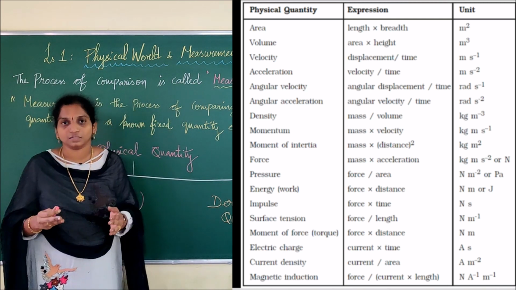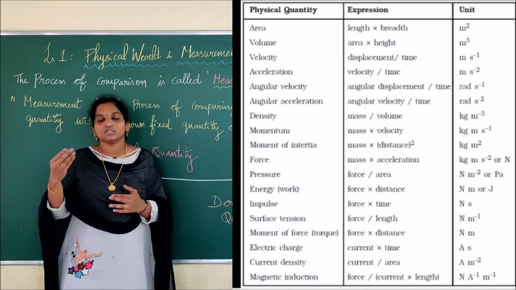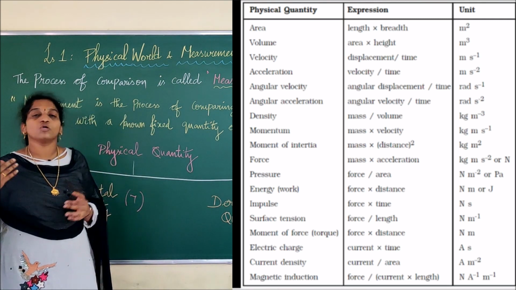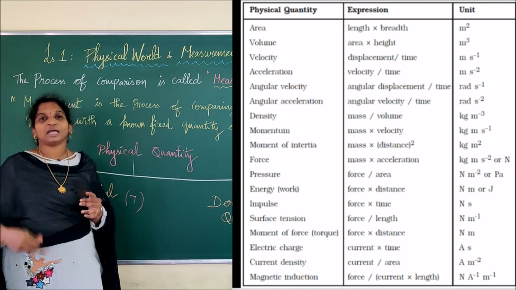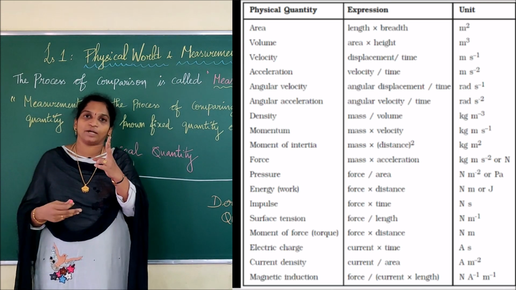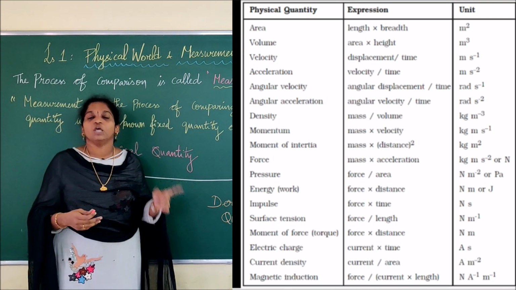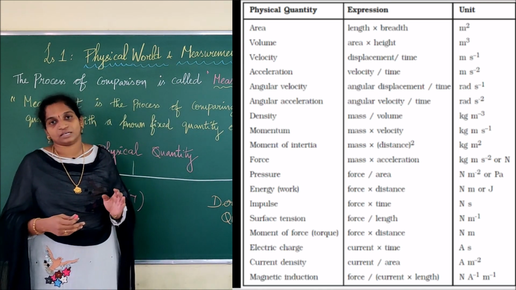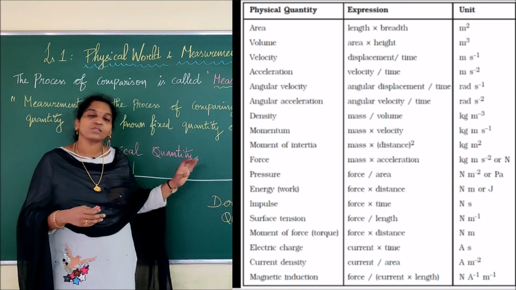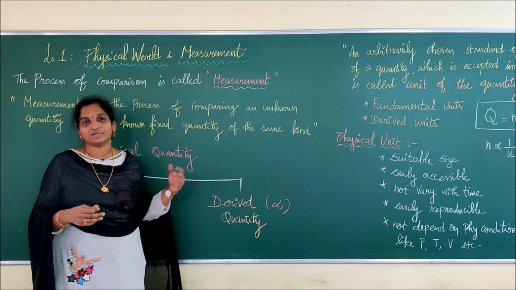If I say velocity, velocity means displacement divided by time taken. So I am using displacement and time, two fundamental quantities, to derive velocity. We call velocity a derived quantity. There are n number of derived quantities.